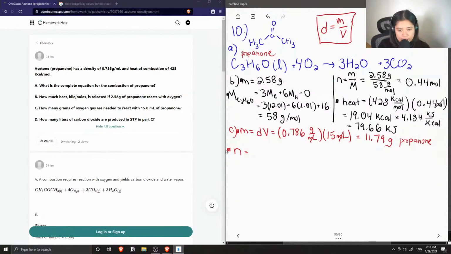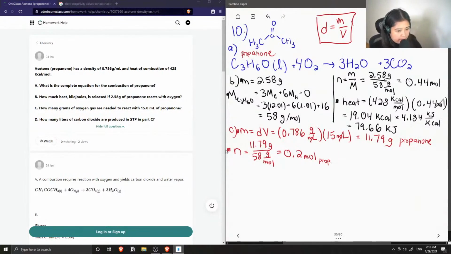So again, number of moles is equal to mass over molar mass. So our mass is 11.79 grams. Our molar mass we found in the previous question. It's 58 grams per mole. And we get 0.2 moles of propanone.